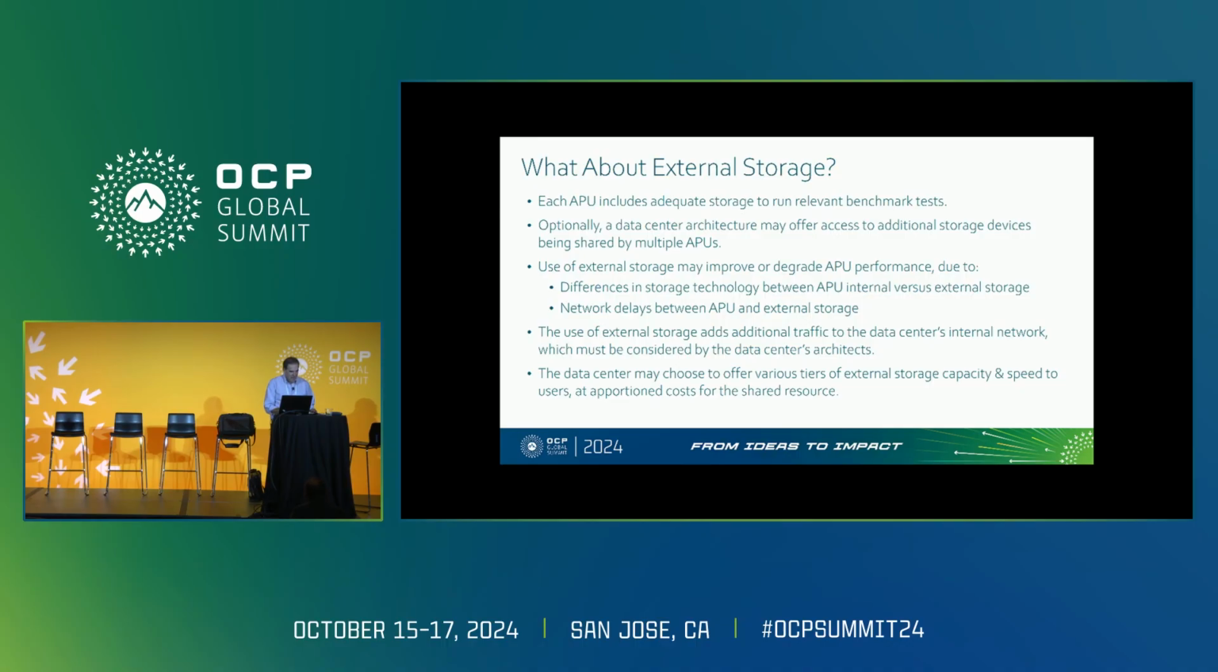Optionally, a data center may offer access to additional storage devices being shared by multiple APUs. But remember, each APU includes adequate storage to run the relevant benchmark test. The use of external storage adds additional traffic to the data center's internal network, which must be considered by the data center's architects. The data center may choose to offer various tiers of external storage capacity and speed to users at apportioned costs of the shared resource.